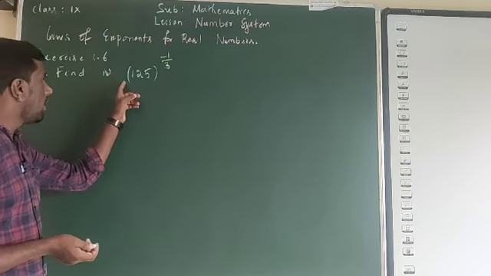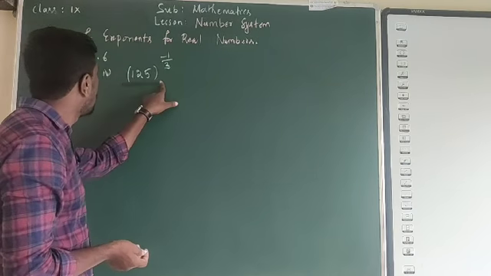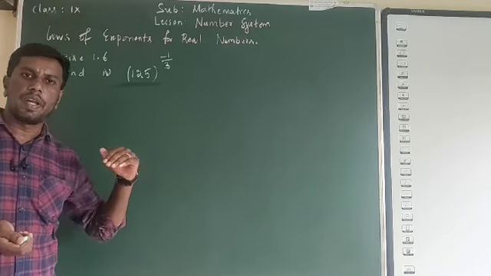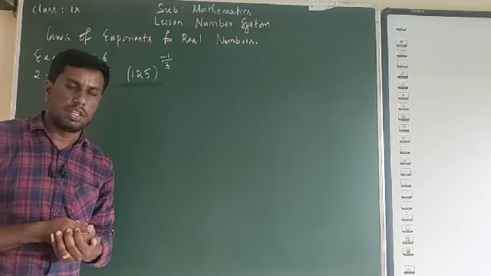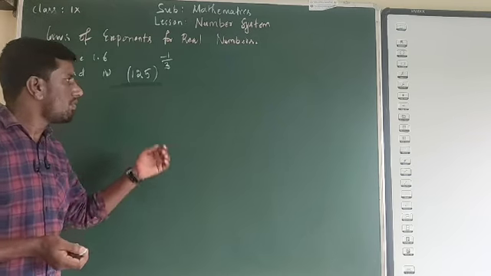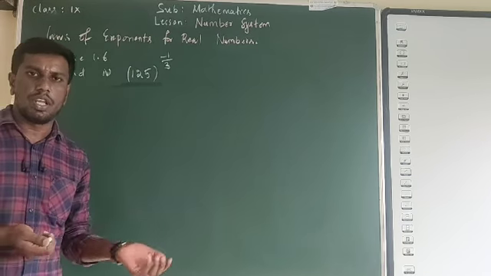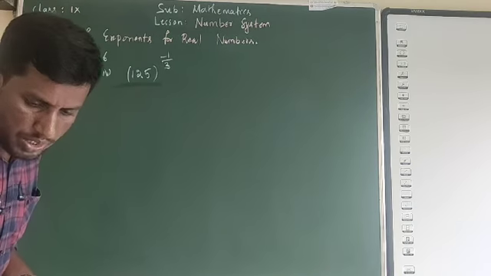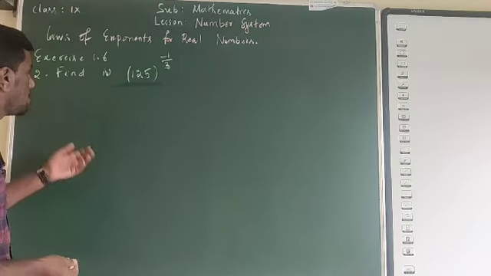If I am having a positive power, then how to do that, I have explained in the last session, right? If I am having a negative power, then how to do that, we will see in today's class. Okay. Again, we will be having 125 to the power of minus 1 by 3. We will do it as usual in the earlier method.